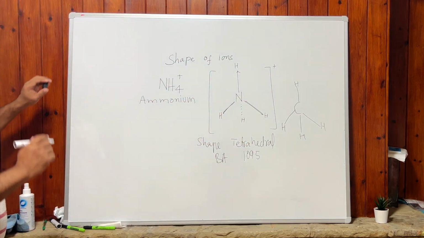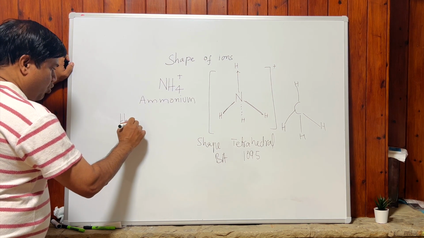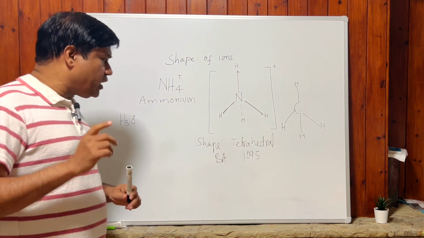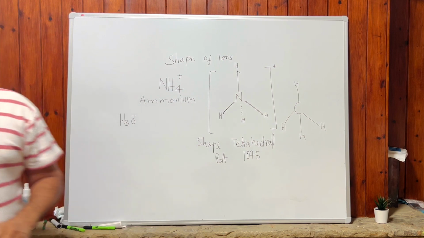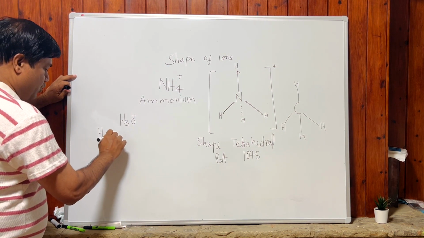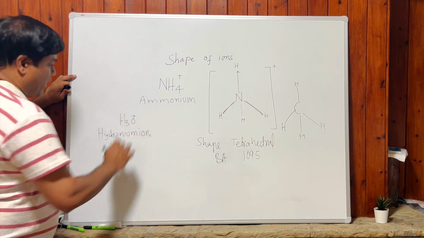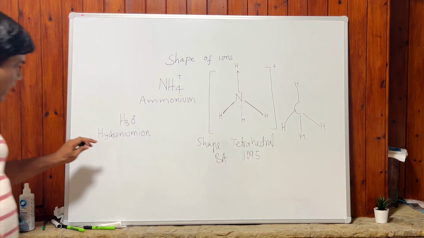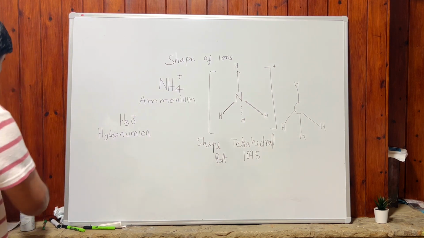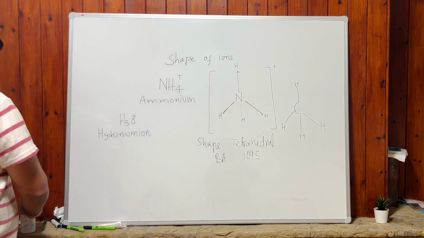Now hydronium ion, H3O plus, has a dative bond. Look at the shape and bond angle of the hydronium ion. All the positive ions we end as onium. Okay. Look at the hydronium ion.